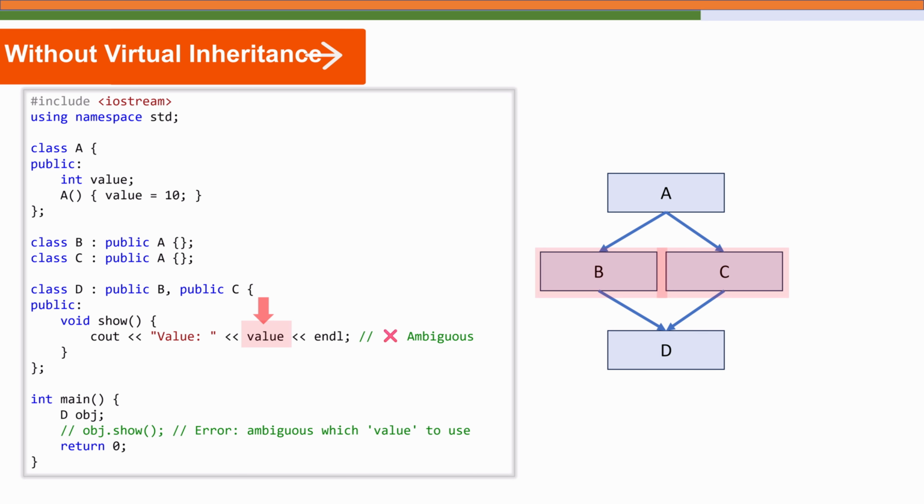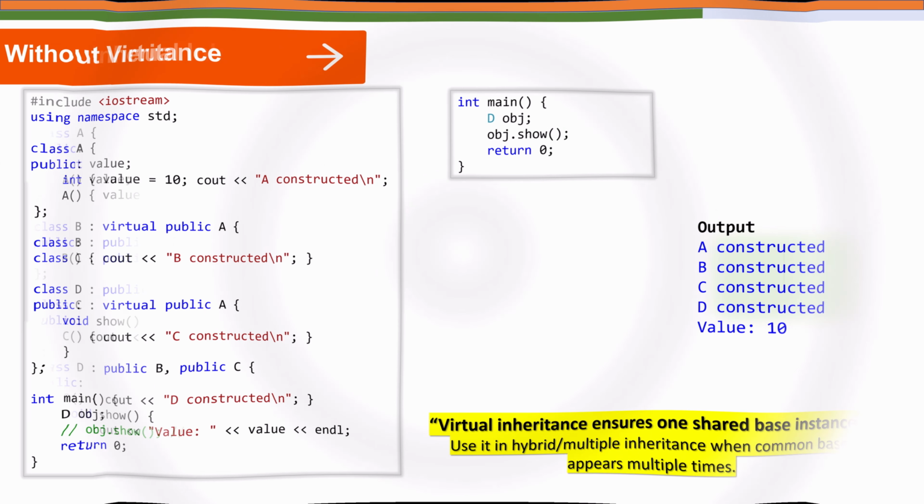As a temporary fix, you could write a scope resolution operator, that is B or C scope value, but that doesn't solve the real problem. You still have duplicate A objects. So the real solution is virtual inheritance.